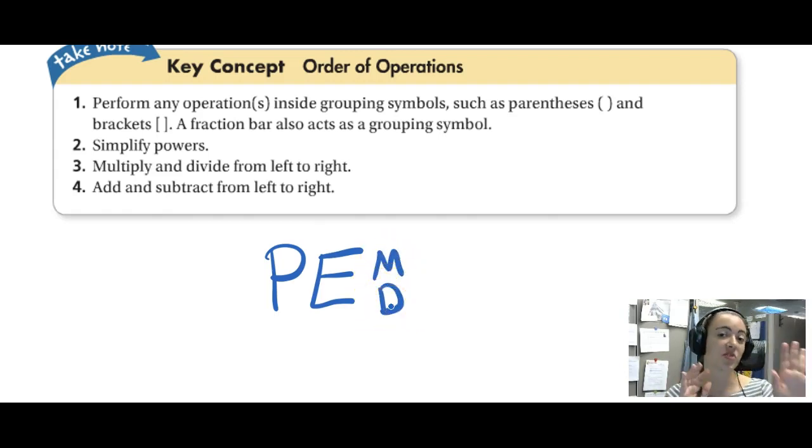Then you multiply and divide from left to right. Sometimes you might do multiplication first, sometimes division first. You're looking for both of those operations, whichever one comes first from left to right. And then you go to addition and subtraction, again from left to right. Sometimes you might do subtraction first, sometimes addition. It's whatever appears first reading left to right.